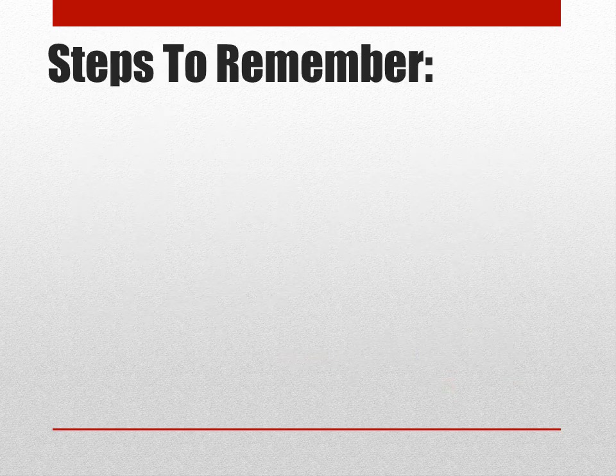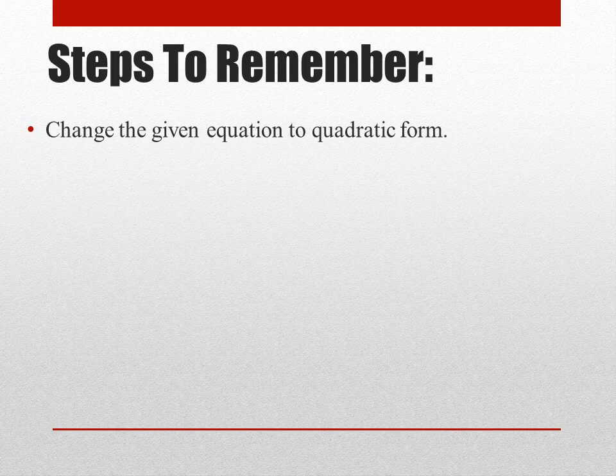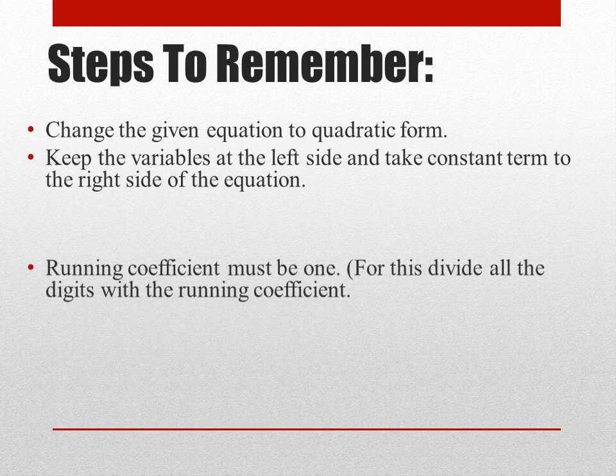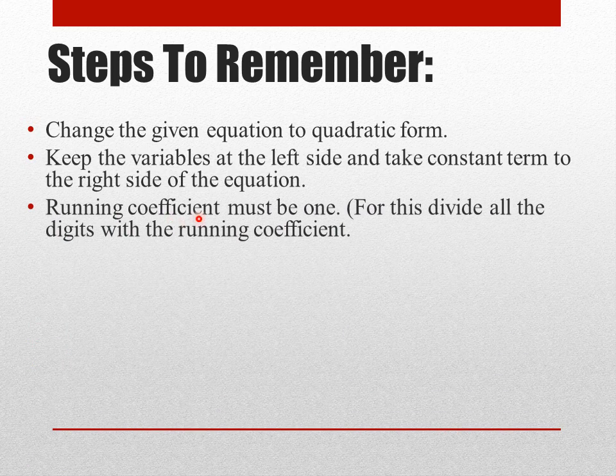Now students, you have to remember the steps of solving the quadratic equation by completing square method. First step is to change the given equation to the quadratic form. Next, keep the variables at the left side and take the constant term to the right side of the equation. Running coefficient must be 1. What is running coefficient? Running means the first variable's coefficient, which is the coefficient of x square, and it should be 1. How it can become 1? For this we will divide all the digits with the running coefficient.